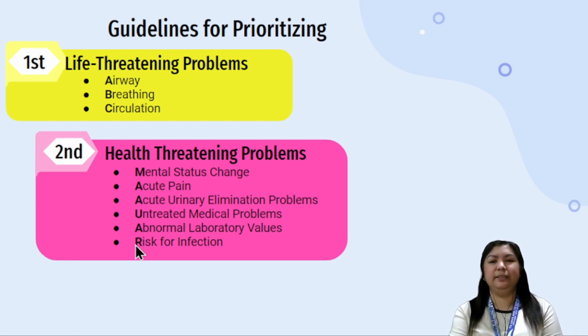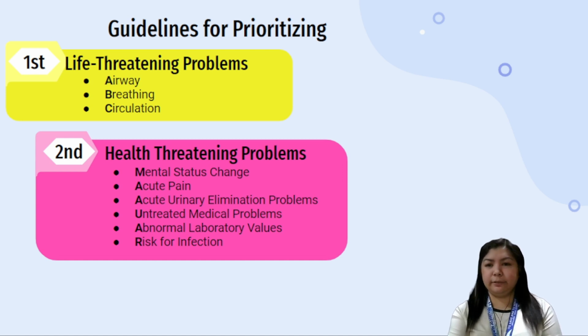MAAUAR. So that includes mental status change, acute pain, acute urinary elimination problems, untreated medical problems, abnormal laboratory values, and risk for infection. Under these, this requires prompt intervention after, of course, providing care for patients who have life-threatening problems.